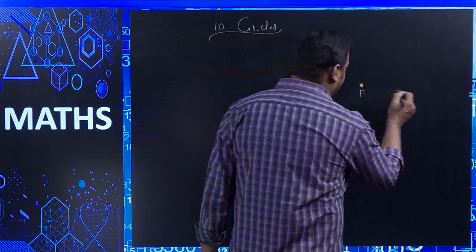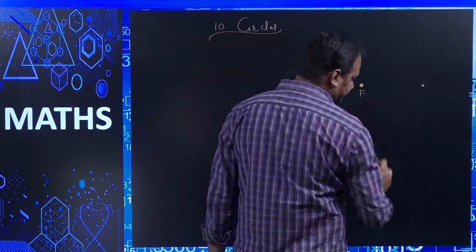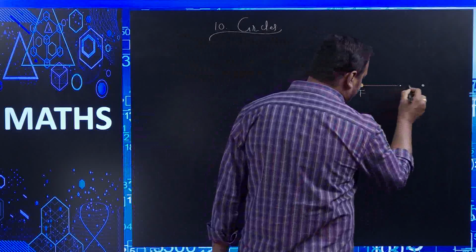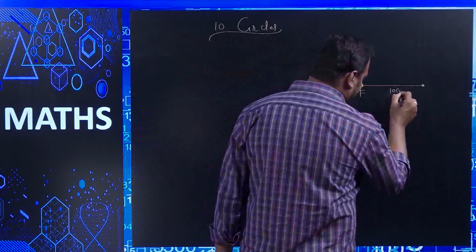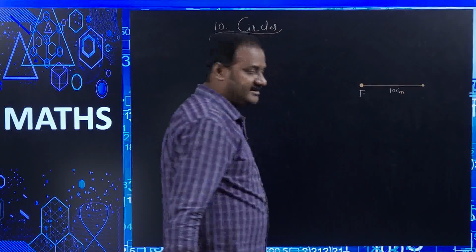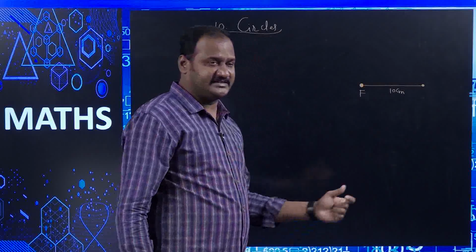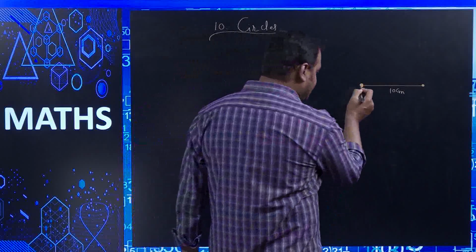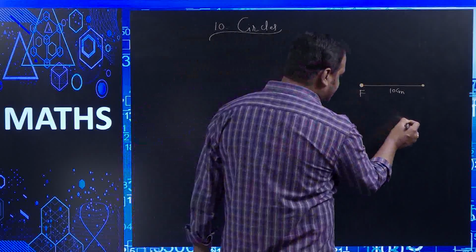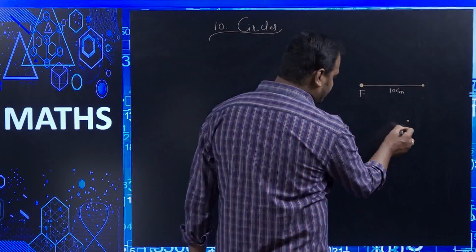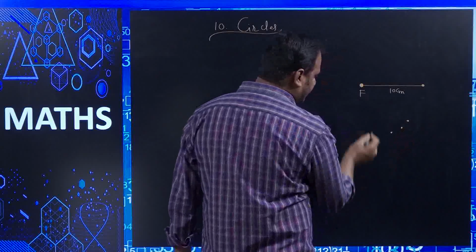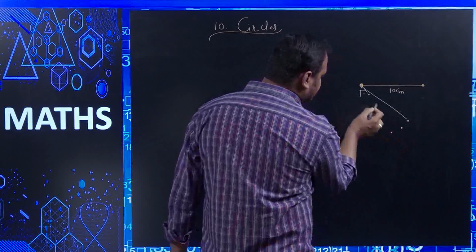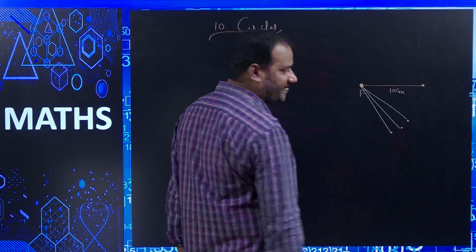I am taking one more point here which is at 10 centimeters distance, meaning the distance from here to here is 10 centimeters. Can I take one more point which is at 10 centimeters distance from this fixed point? Yes, of course I can. Maybe in this direction, maybe here, maybe here, where all the distances from the fixed point are the same.